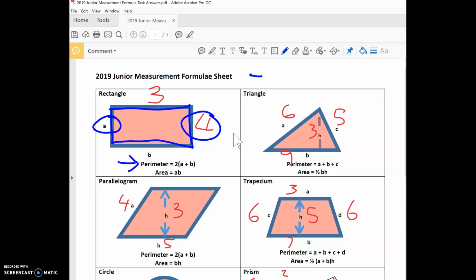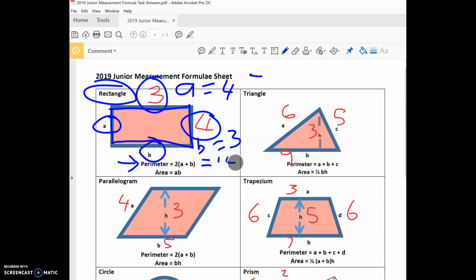These two are the same length because it's a rectangle. So we know A equals 4. B and 3 are the same length, so we know B equals 3. We're substituting it for the perimeter into the formula, so we've got 2 times A plus B. So A is 4, B is 3, 4 plus 3 is 7, 7 times 2 is 14. So we know our perimeter is 14.